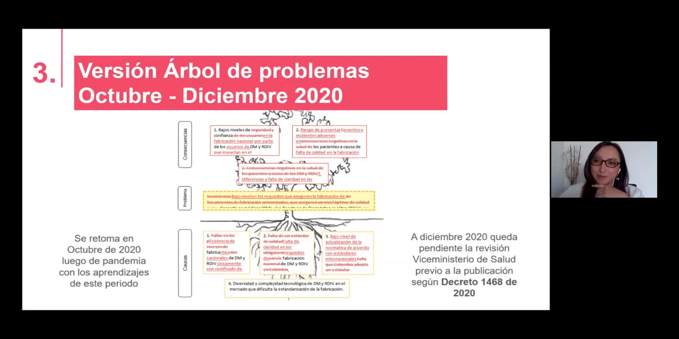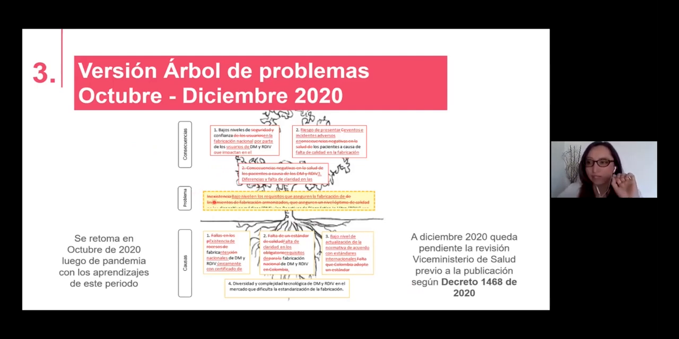And after learning, we have the second version of our problem tree in October 2020 when we could go back to some activities we were carrying out, and between October and December we worked in parallel the information. And then in December 2020, what we had is that it was pending the review of the Vice Ministry of Health of the publication according to Decree 1468 of 2020. And so we couldn't publish our problem for 5 days. So the ministry does so because that is how we ended the meeting.